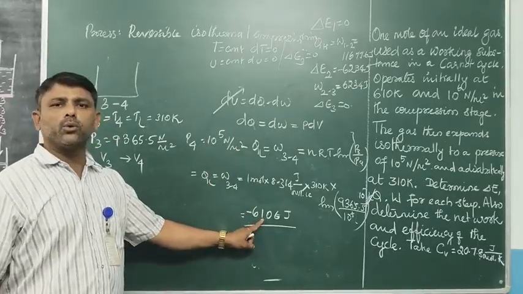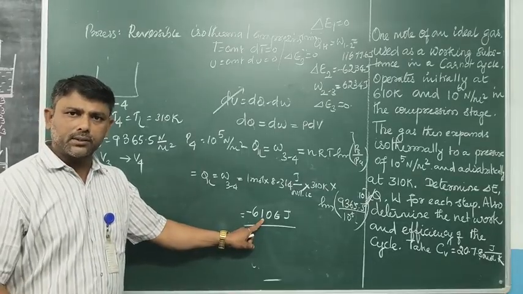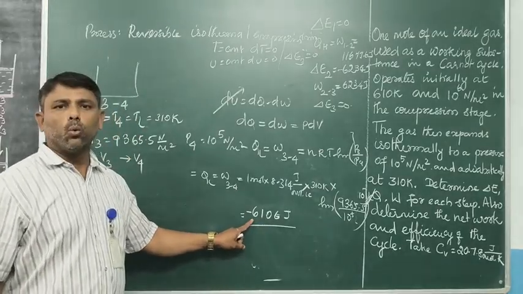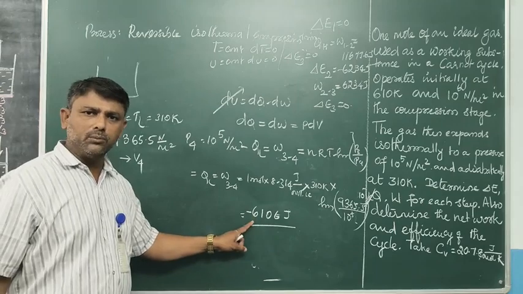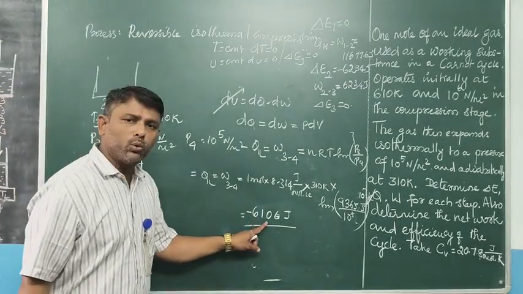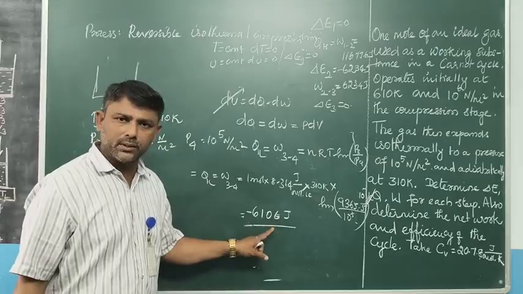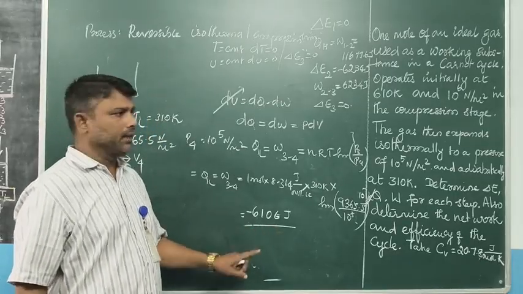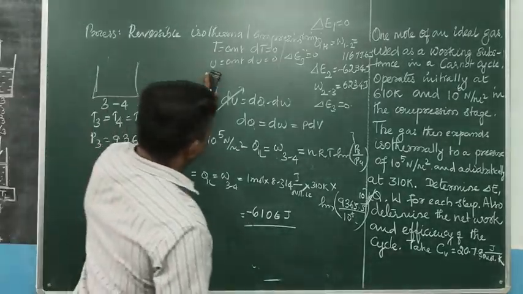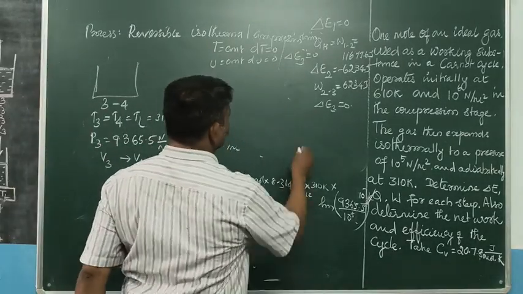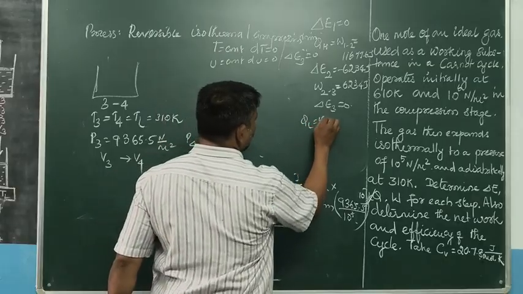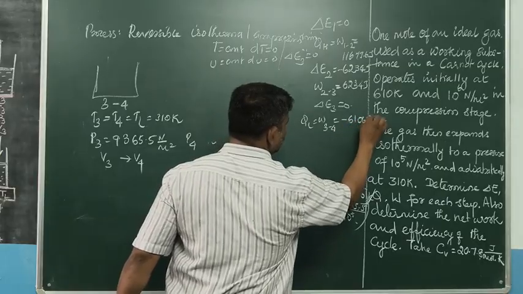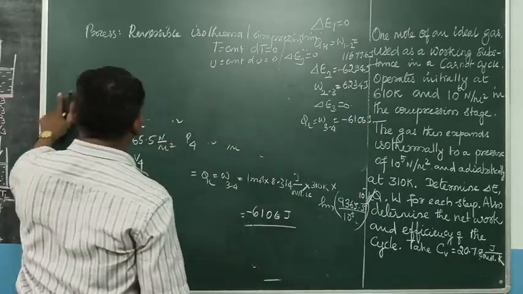This is the amount of work done on the system for isothermal compression, or this is the amount of work removed from the system to the sink. This is the amount of heat removed from the system to the sink in order to maintain isothermal condition. Clear? Okay, process 3 is over. That means QL is equal to W3 to 4 is equal to minus 6106 joules. Okay, next step.